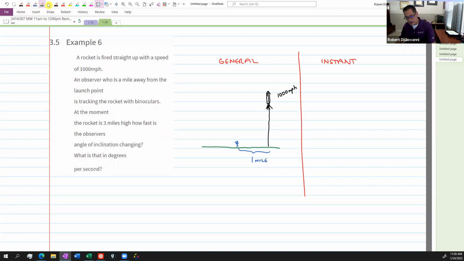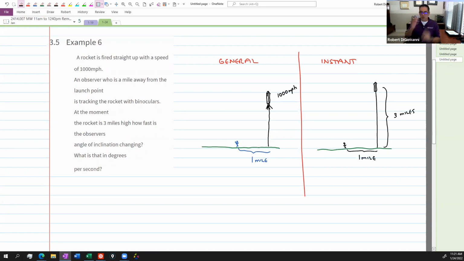Now, the instant in time that we're talking about, we have this rocket that now has traveled to a specific height, 3 miles high. So at the specific instant we're talking about, this is 3 miles. The observer is still standing here 1 mile away. So I'm fixing everything in time right there. I want to know what I'm given. I want to know what I want. And then I'll want an equation that connects everything together.